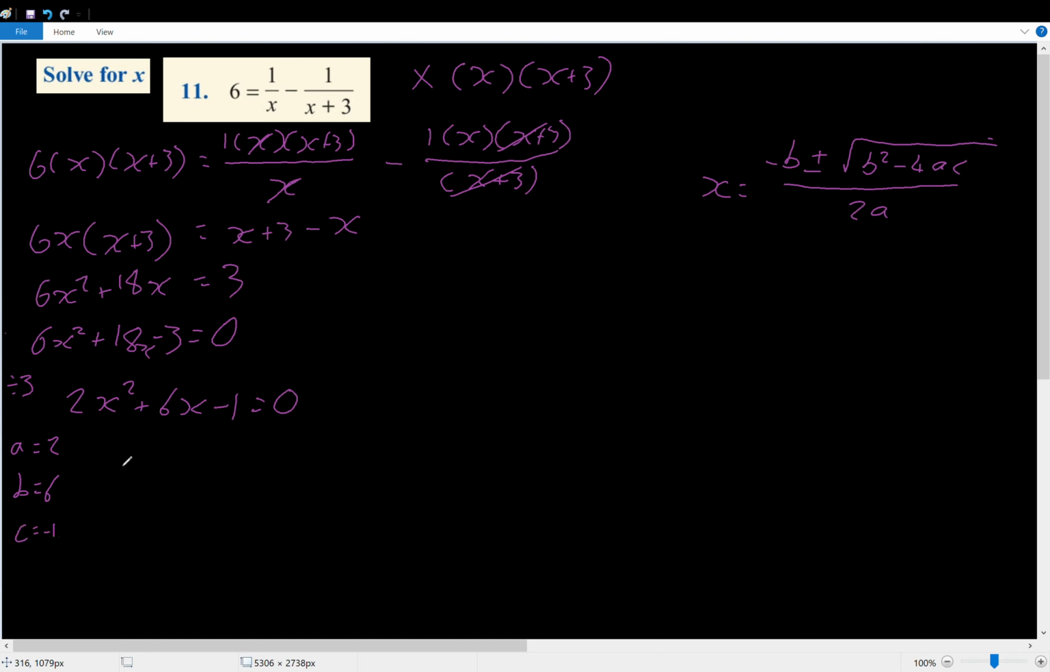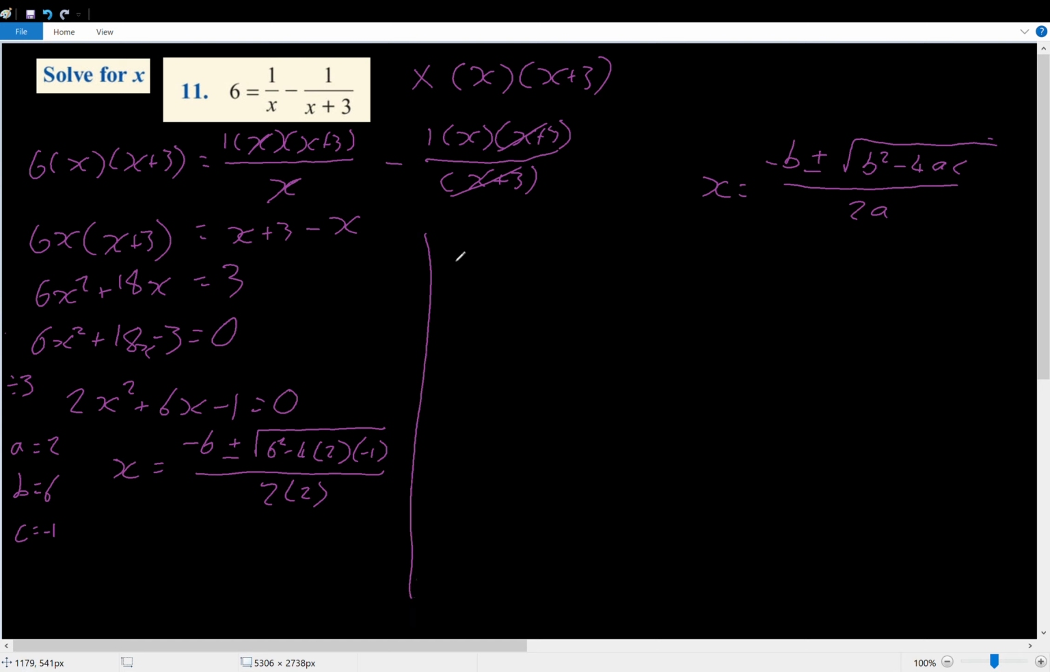So when we put that into the formula, we get x is equal to minus 6 plus or minus the square root of 6 squared minus 4 times 2 times minus 1, all over 2 times 2.